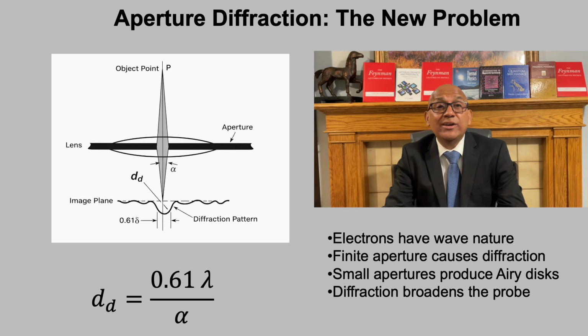Instead, it spreads into a diffraction pattern with a central bright region known as the Airy disk. This diffraction effect broadens the probe size. Importantly, the smaller the aperture, the stronger this diffraction spreading becomes. This creates a fundamental trade-off. Reducing the aperture suppresses spherical aberration, but it simultaneously increases diffraction. Therefore, apertures solve one problem but introduce another. The final probe size is determined by a balance between these competing effects.